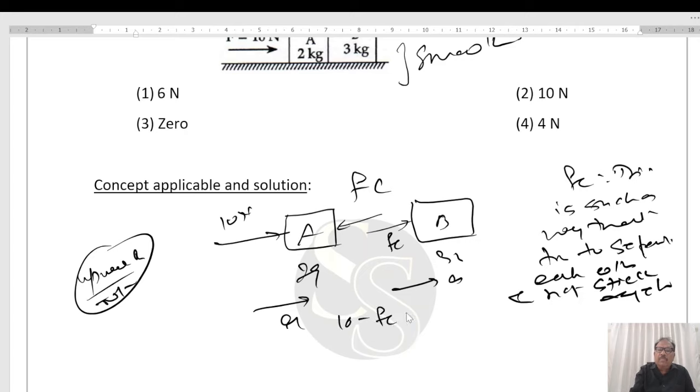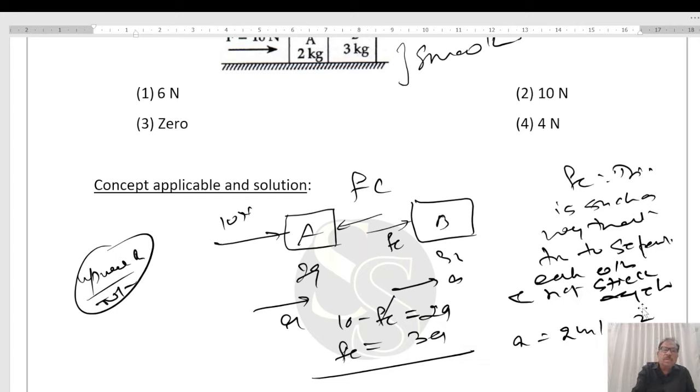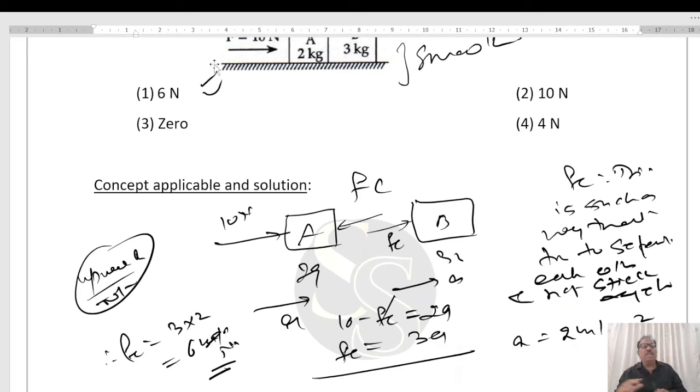10 minus Fc equals 2a, and Fc equals 3a. If we add these two, a comes out to be 2 meter per second square. Therefore, Fc will be equal to 3 into 2, that is 6 Newton. That comes out to 6 Newton. Option A is the correct answer. Next question.